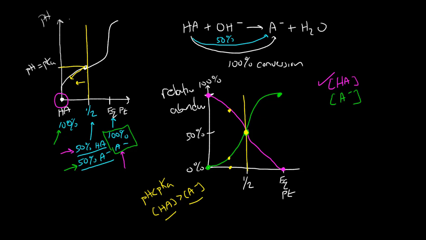The opposite's true when the pH is greater than the pKa. So anytime we're past the half equivalence point on our titration curve, we see that our pH is greater than our pKa. And on our speciation curve, we can see that anytime we're within this range, the concentration of the base is greater than the concentration of the acid. So when the pH is greater than our pKa, it must be true that the concentration of the base is greater than the concentration of the acid.